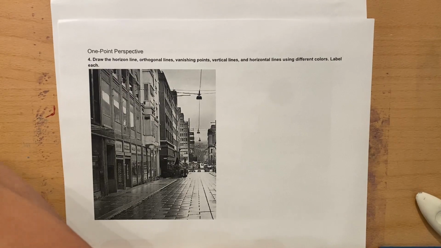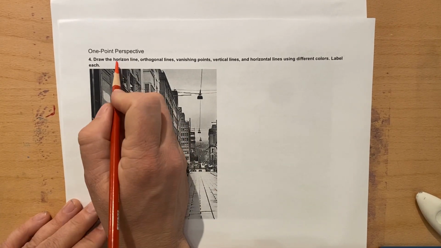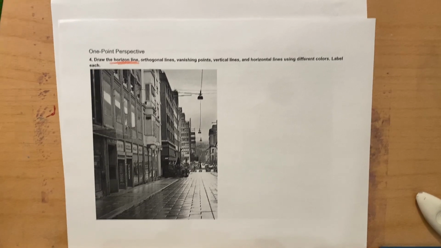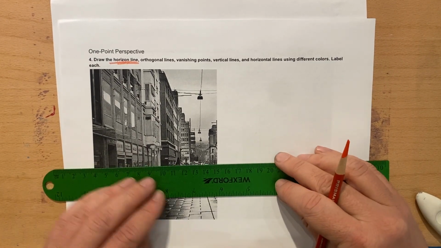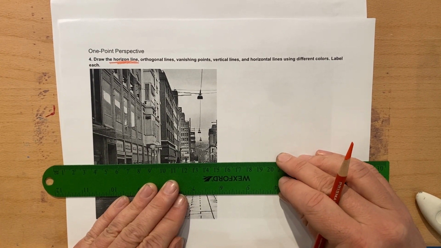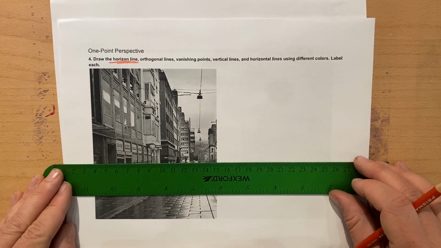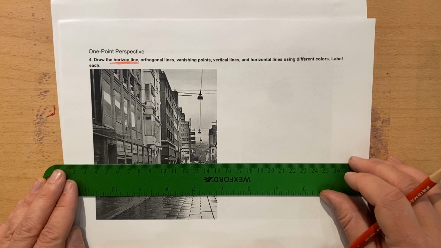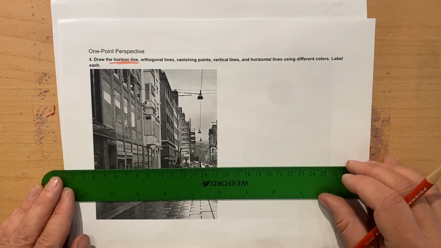All right, so start with the horizon line. Horizon line can be a little tricky to find, but really it's just going to be where the sky and the ground kind of meet. So I think it's going to be right here. Could also be up here somewhere.